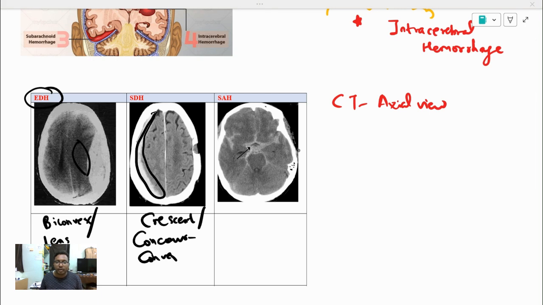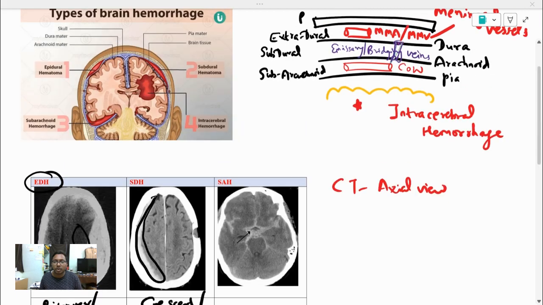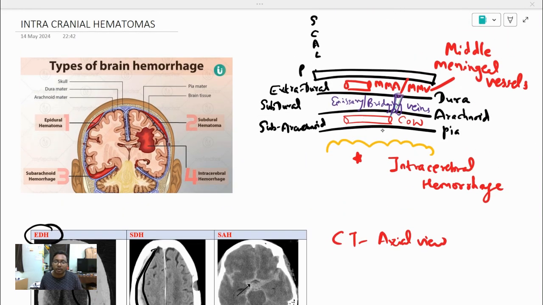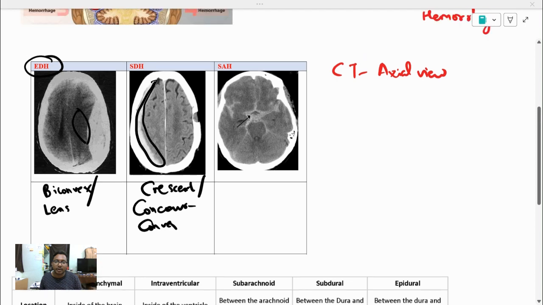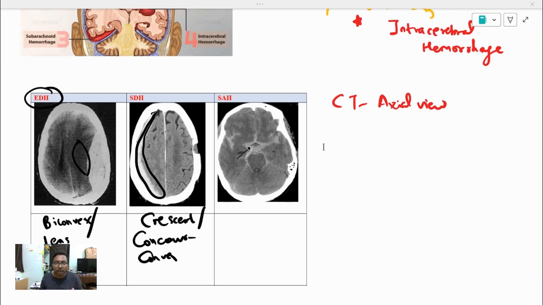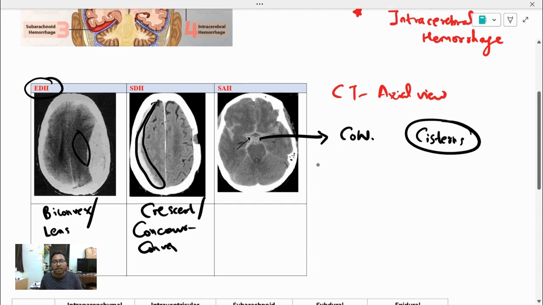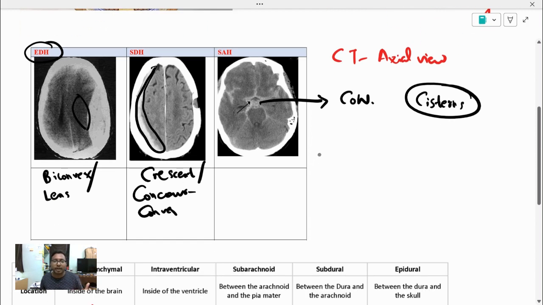Then here, I told you, this is your subarachnoid hemorrhage. What vessel is there in the subarachnoid space normally? Circle of Willis. So whenever there is hemorrhage occurring in the subarachnoid space, usually it will take the shape of the circle of Willis. As you can see here, this is something like your circle of Willis. So this is your subarachnoid hemorrhage. Sometimes, when the hemorrhage is occurring within the basal cisterns, it may take a different shape of the bleed, or a slightly different kind of hyperdensity like this. Okay, so this is regarding your subarachnoid hemorrhage.